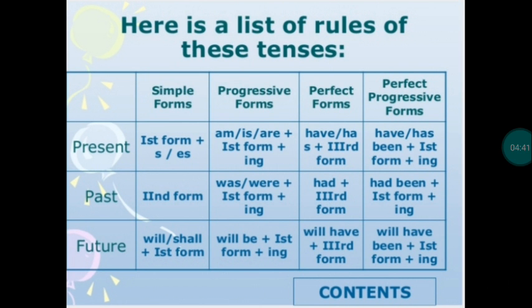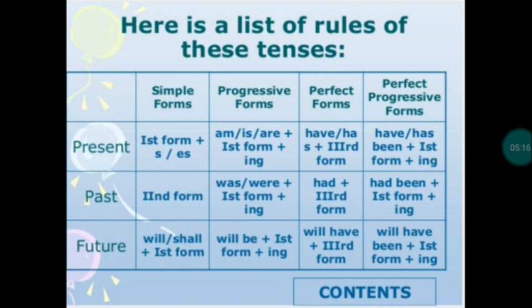Now, here is a list of rules of these tenses. In the simple present form, you have the base form of the verb. Okay, so you add an S or an ES. In the continuous form, that is the progressive form, suppose in the simple you have I eat, he eats. Then you will have I am eating. In the perfect you will have I have eaten. And in the perfect progressive you have I have been eating.